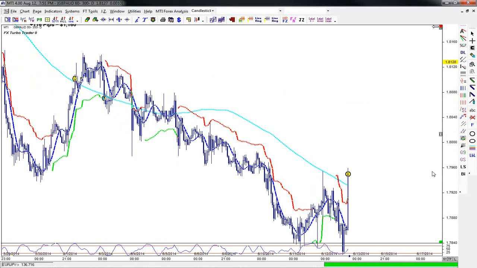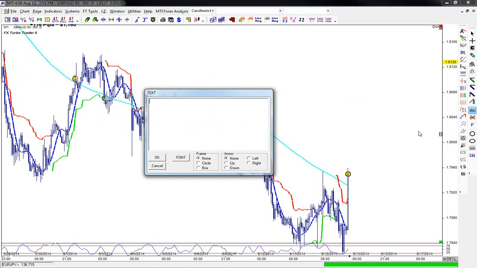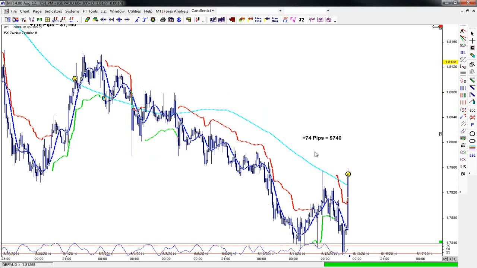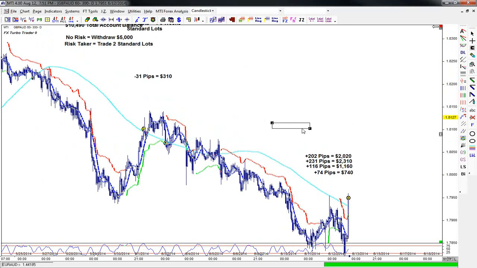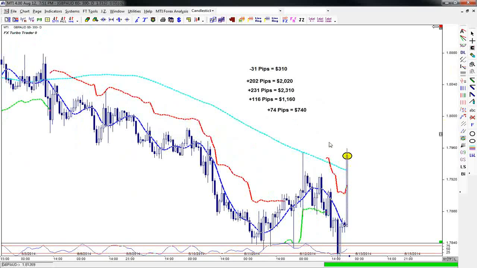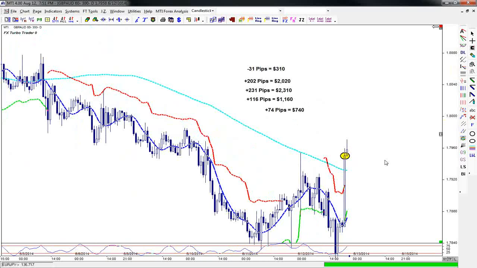All right. So once again, take a look. We're up 74 pips. All right. So 74 pips or $740, right? So you know what? How many of you would be okay with 74 pips, right? Yeah, it may not be as big as some of the others, but how many of you would take that, right? I certainly would. And so once again, let's see what happens next.